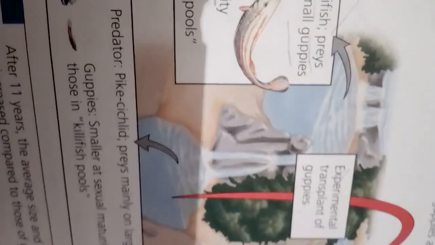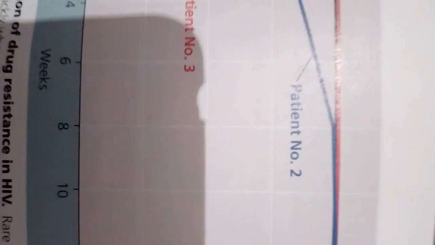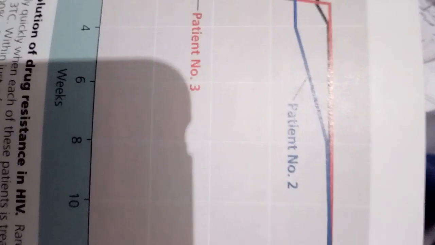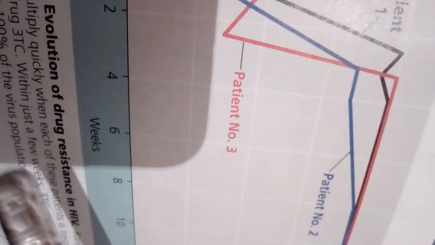A few drug-resistant viruses may be present by chance at the beginning of treatment. Those that survive the early doses pass on the genes that enable them to resist the drug to their progeny, rapidly increasing the frequency of resistant viruses. Notice this figure, or a graph. Notice that this illustrates the evolution of HIV resistance to the drug 3TC.